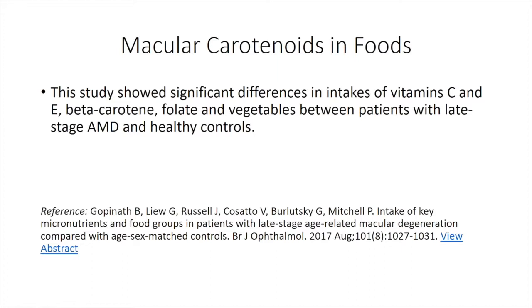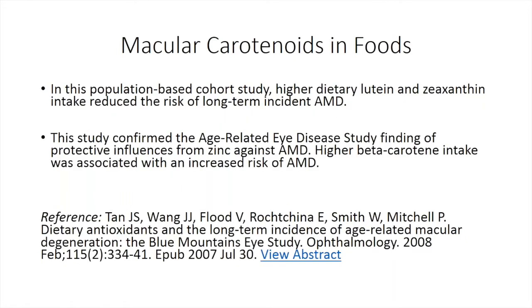This study showed significant differences in intakes of vitamins C, E, beta-carotene, folate, and vegetables between patients with late-stage AMD and healthy controls. So it's a population-based cohort, and they found that higher dietary lutein and zeaxanthin reduced the risk of long-term incidence of AMD. So it's similar to other studies, so it's reinforcing. The study also confirmed the positive benefits of protection from zinc.